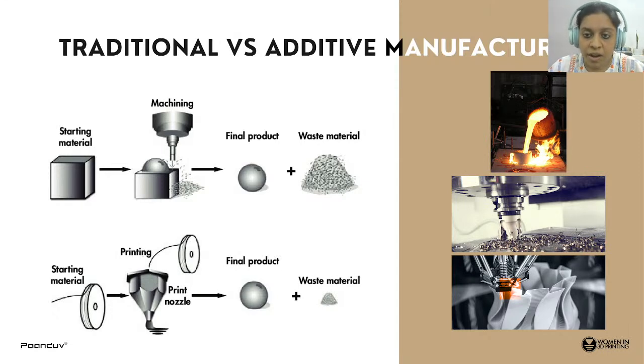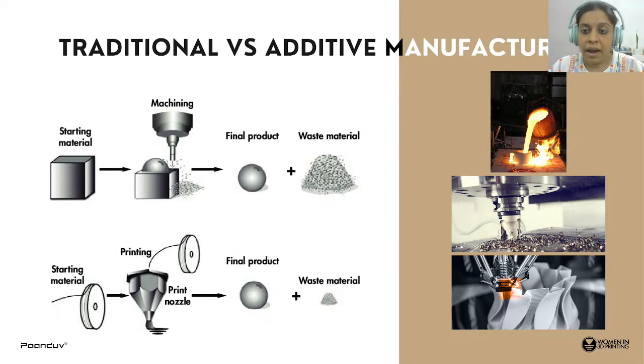In case of subtractive manufacturing, we start with a cube of metal. We start with a block of metal, and then we start subtracting the material out of it by using some sharp cutters, machinery, and we get the desired product, but the waste material in this particular method is huge.